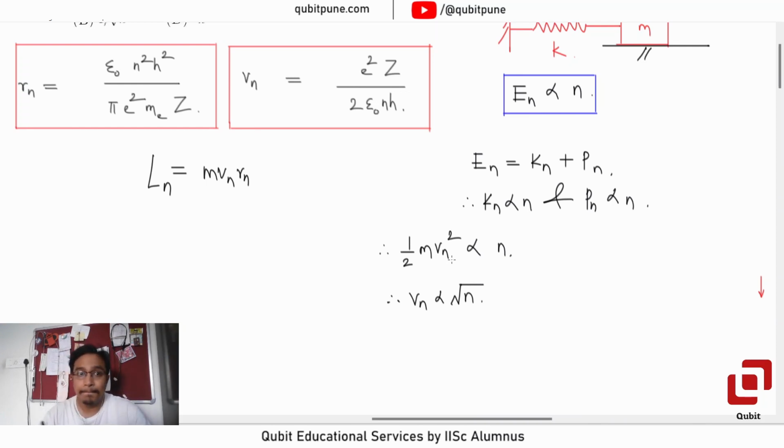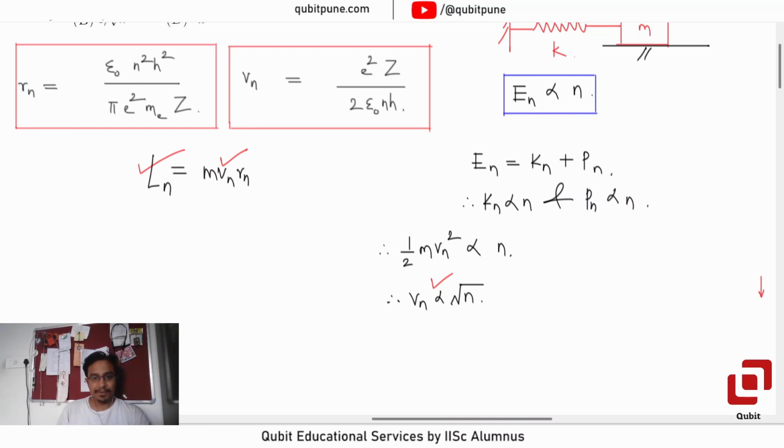Which means if we want to determine the proportionality relationship between angular momentum and n, we should now determine the proportionality relationship between Vn and n and Rn and n. Among them, we have determined the Vn and n relationship. So what needs to be determined is the Rn relationship with n.